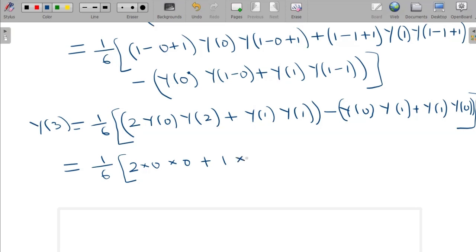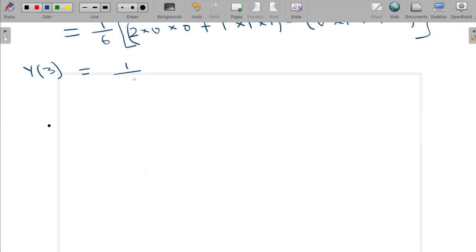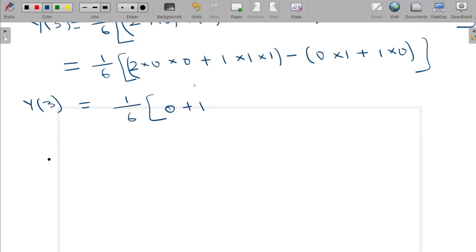This will be times 1, minus, right, bracket here. Then this will be y of 0 is 0, y of 1 is 1, plus 1 times 0. So when we simplify this, our y of 3 will be equal to this times 1 over 6 into 0 plus 1 minus 0 plus 0. Which is 1 over 6.